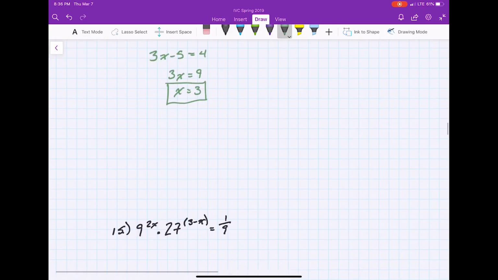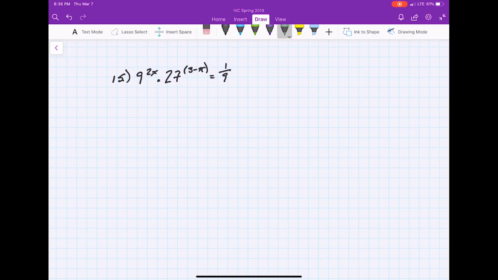However, number 15, they throw us a bit of a curveball. We've got all these bases that are totally different, but they all look like their prime factor is a 3. So 3 squared to the 2x power, and 3 to the fourth? No, 3 to the third. Oh, I almost went too far there. 3 to the third to the 3 minus x. Ooh, not 8. I'm getting ahead of myself here. Actually, 8's not anything part of this. Anyway, I don't know where that came from.